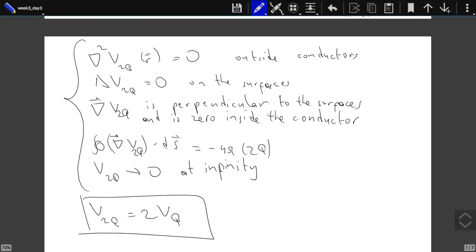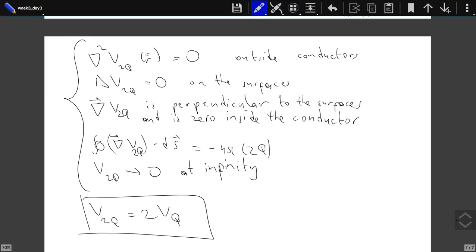Its Laplacian is 0 outside the conductors. It's continuous on the surfaces. And its gradient is perpendicular to the surfaces, and it's 0 inside. And its integral over the suitably chosen surface is minus 4 pi times 2Q, and it goes to 0 at infinity. It satisfies all the criteria. But we know that there is a unique solution. If this is a solution, this is the only solution.